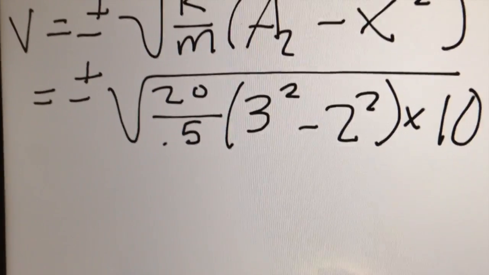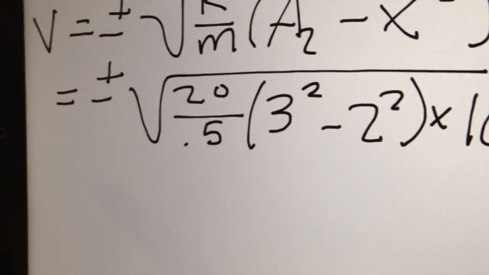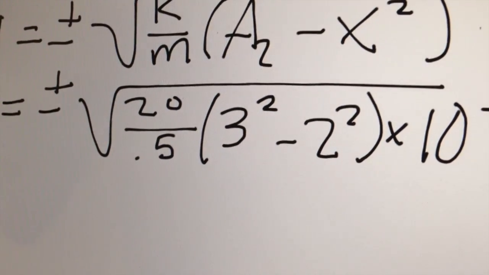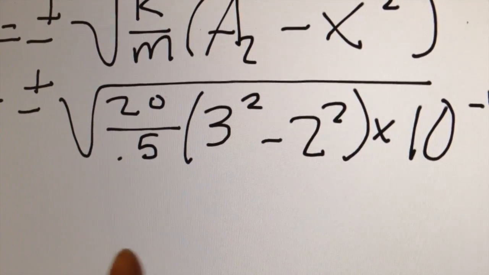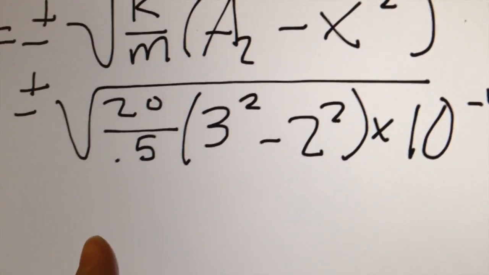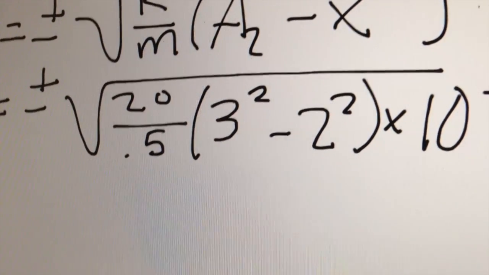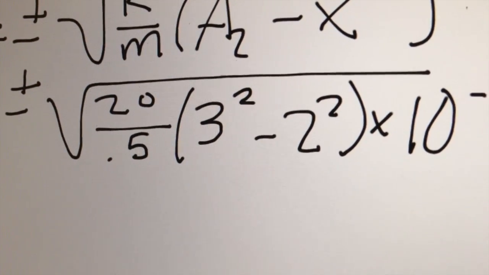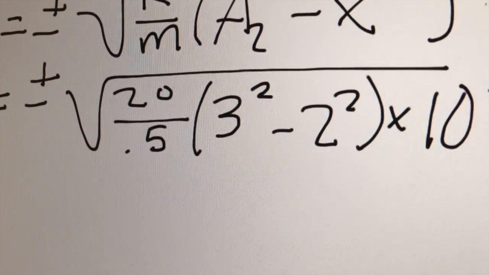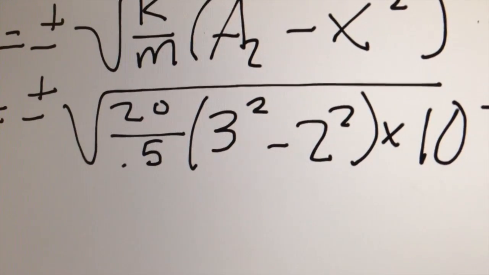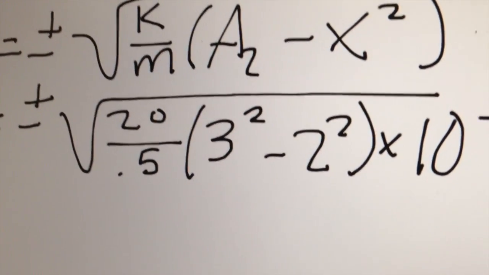All we have to do is use this formula that Sydney showed us earlier, and we plug in the numbers. We are given the constant of 20, the mass of 0.5, and the 3 and 2 are the centimeters given for the displacement. You put that all together, and you solve it to get positive or negative 0.14 meters per second.